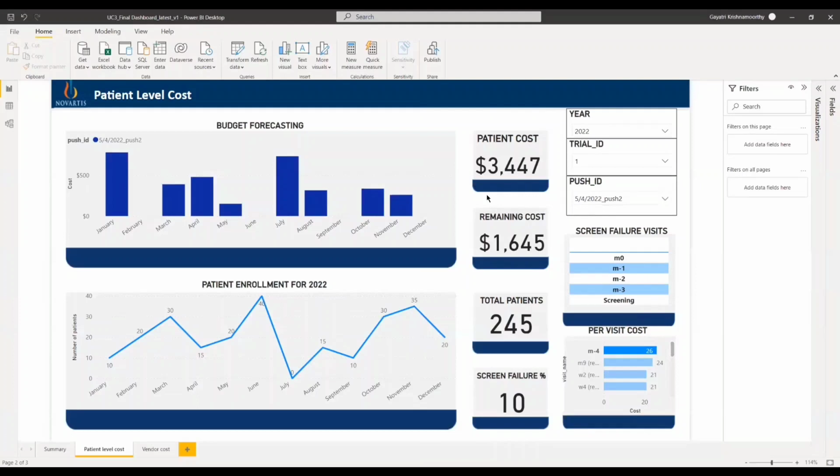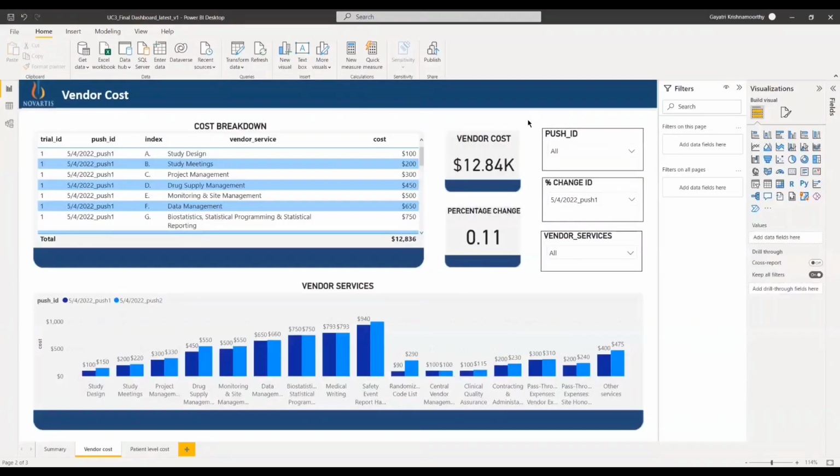Now let's move on to the vendor costing. Over here, different vendors submit their quotations to the project managers. The managers look at these quotations, compare various parameters, and then select a vendor to perform the clinical trial. So in this page, we have three filters. Push ID. So the different quotations submitted by vendors are represented by a unique push ID. Then we have percentage change ID. So this is to compare the percentage change between the quotations of different vendors, that is different pushes. And then we have vendor services. So this is to compare the percentage change between any of these sub-services.